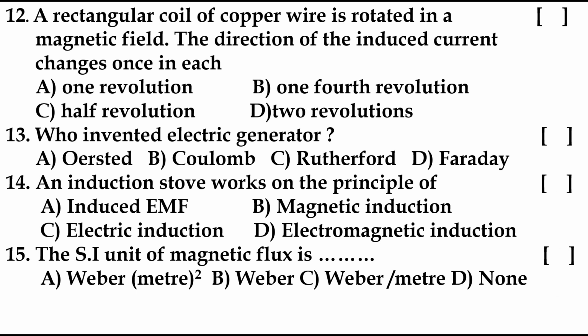12th bit, a rectangular coil of copper wire is rotated in a magnetic field. The direction of the induced current changes once in each. Option A 1 revolution, B 1/4 revolution, C half revolution, D 2 revolutions. Answer is C half revolution.